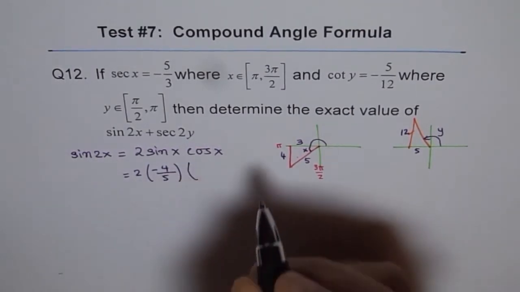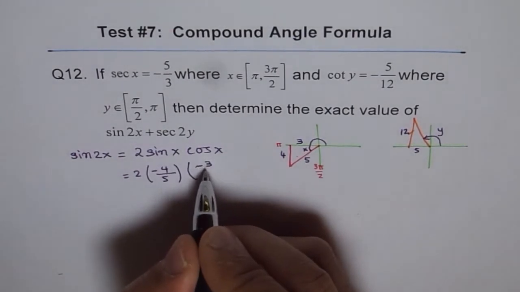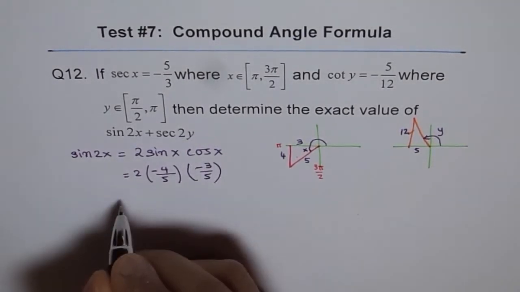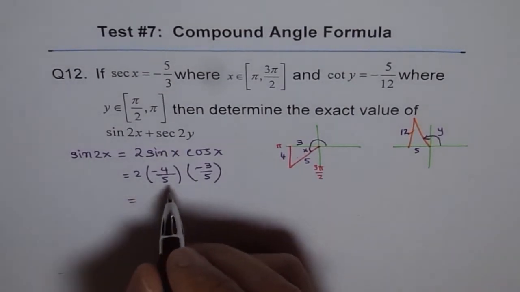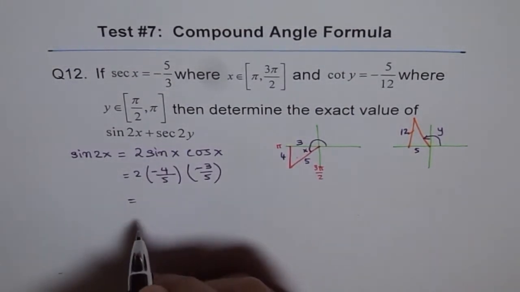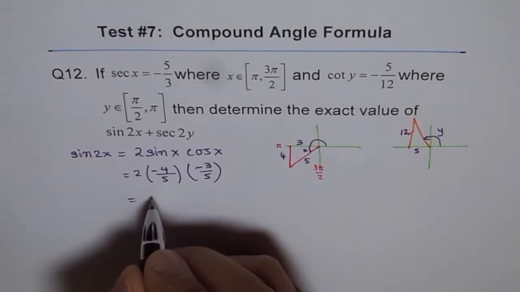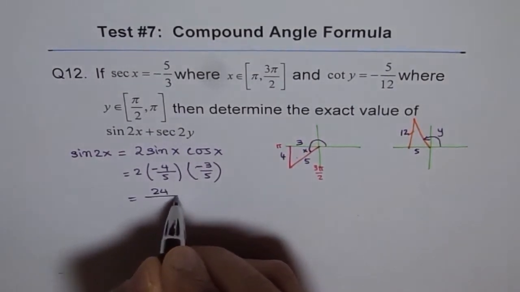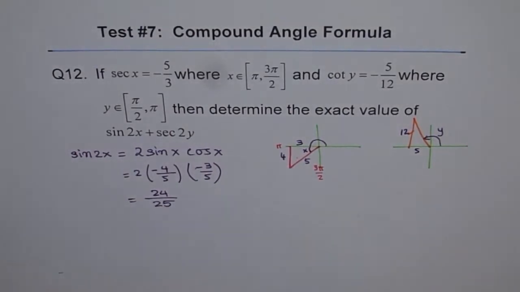And what is cos x? Cos x is negative 3 over 5. Negative 3 over 5, correct? And that calculation gives you the value of sine 2x, which is negative times negative becoming positive, right? 4 times 3, 12, 12 times 2, 24. So we get 24 over 25. So that is sine 2x.